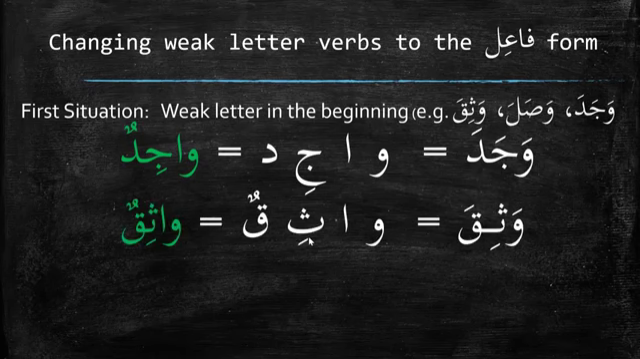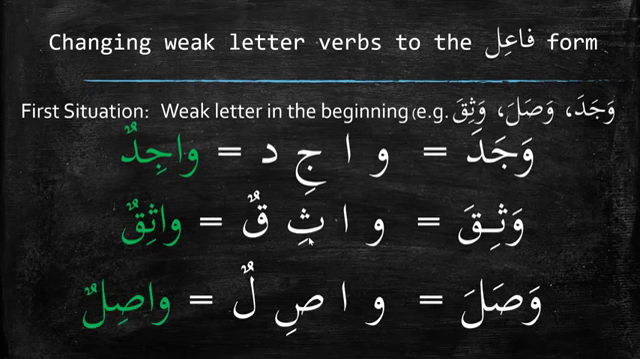Wathiqa, again we add the aleph after the first letter, the kesra on the second letter, the dhammatan on the final letter. The word that we get is wathiq. Wasala, we add an aleph after the first letter, a kesra on the second letter. Our word is wasil. So that one's fairly simple.